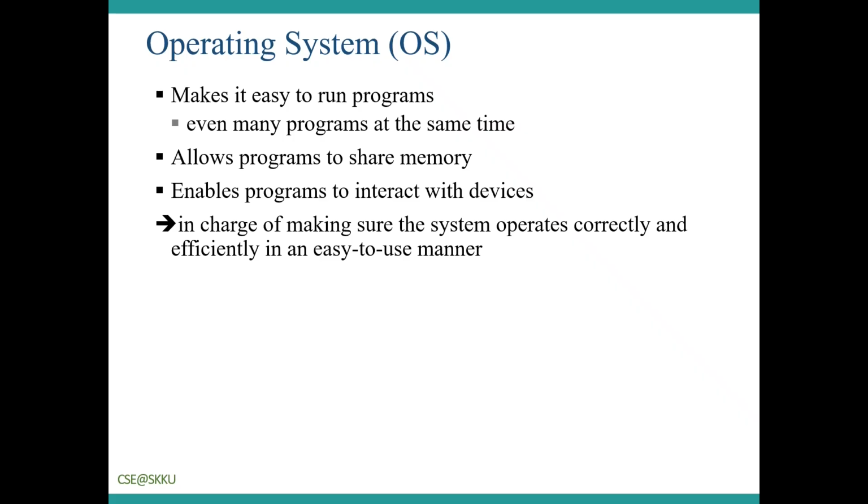There's a layer of software that's responsible for making it easier to run programs, even giving the impression that you are running multiple programs at the same time. It handles things like allowing programs to share memory and communicate with devices like your keyboard or hard drive, and other essential tasks. This layer is called the operating system, or OS. Its job is to make sure everything on the system runs correctly, efficiently, and in an easy-to-use manner.